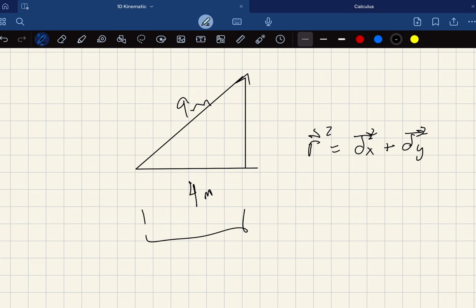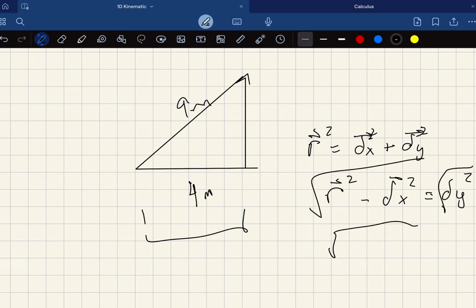These are all vectors. So we can subtract dx squared from both sides, and we get r squared minus dx squared equals dy squared. Let's take the square root of both sides, and you get the radical of 9 meters squared, since that is our r, minus 4 meters squared equals dy.